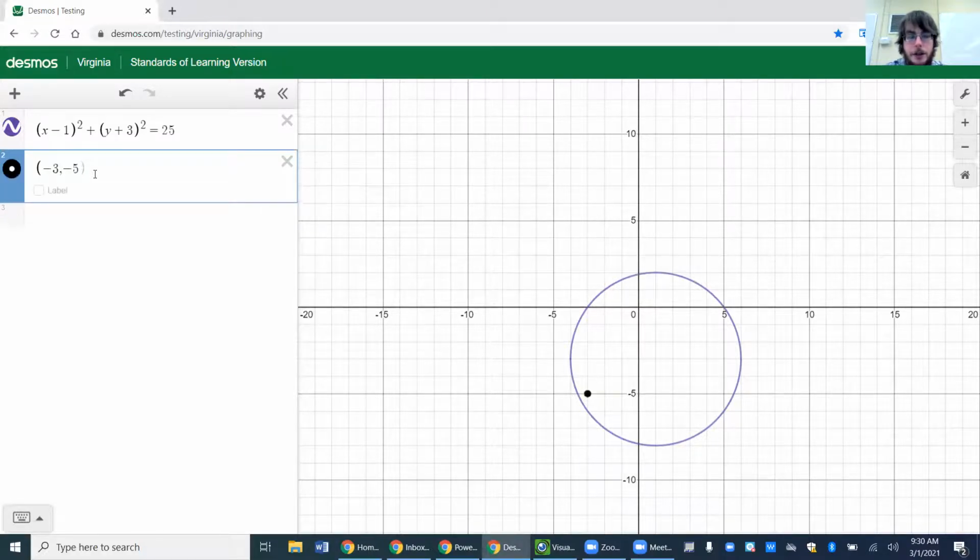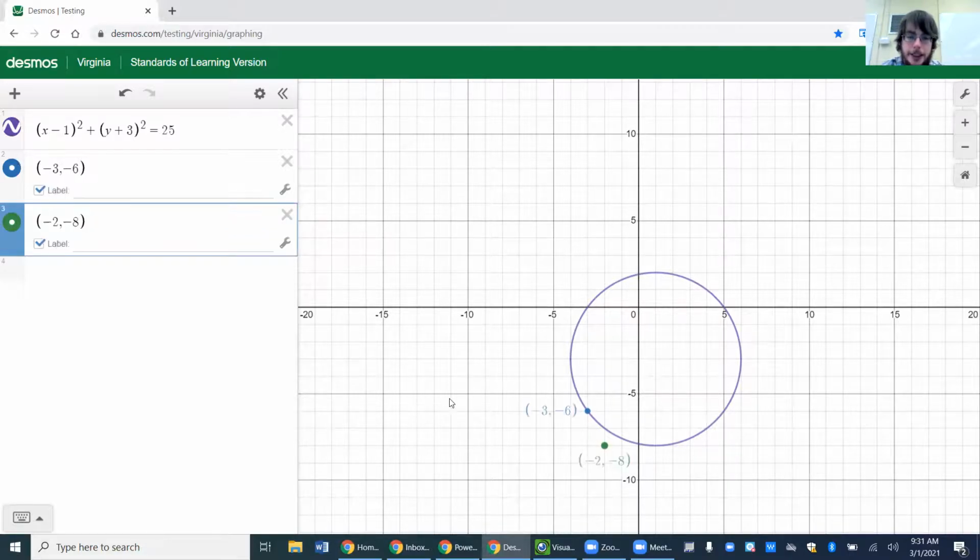-3, -5. That is not on the circle, so that would not be our answer choice. 1, -9 is not on the circle either. It doesn't lie on this purple line. -3, -6 lies perfectly on that circle. We'll check the last one just to make sure. So if we have -2, -8, we see that the green dot represented by -2, -8 does not lie on the circle. So C would be our answer.